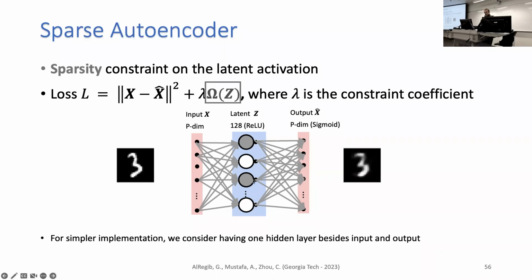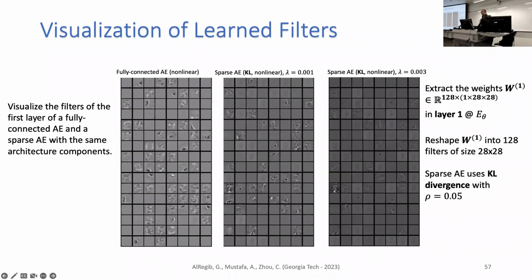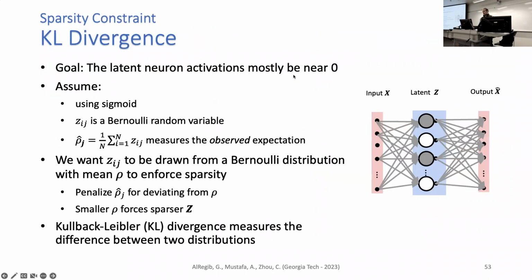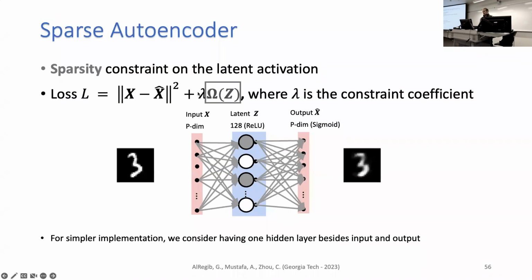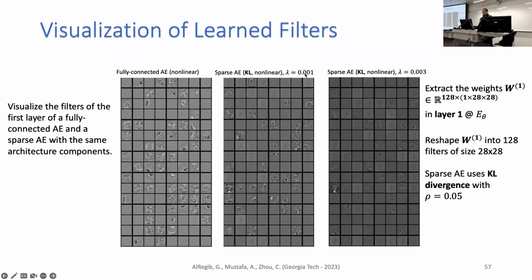So let's look at some examples. Here, the left-hand side is a fully connected linear autoencoder. This is the sparse one with KL divergence, where lambda is the regularization term. One more thing: this is lambda, not rho. This is 0.001. In both of these cases, rho is 0.05. Here I have KL divergence, but lambda is equal to 0.03.